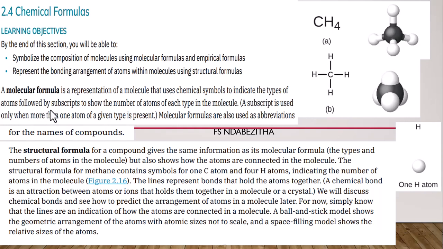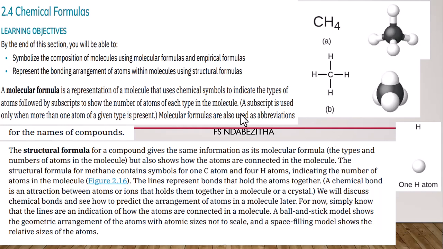Chlorine maybe reacts with hydrogen and so on. So these are the types of atoms that we are speaking about, followed by the subscripts to show the number of atoms of each type in the molecule. So the ratio of the atoms that have to bond plays a very significant role. We symbolize them as a subscript. You will see that.